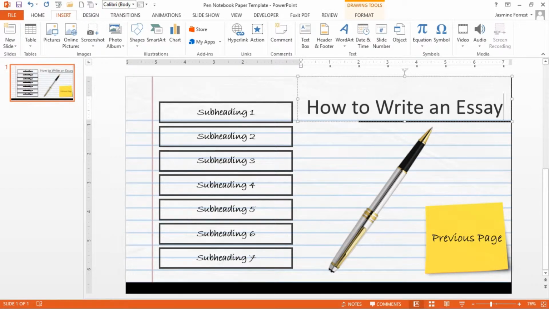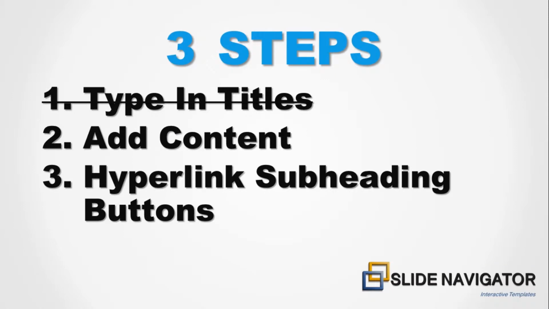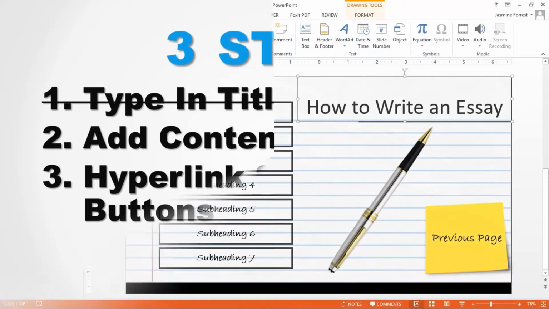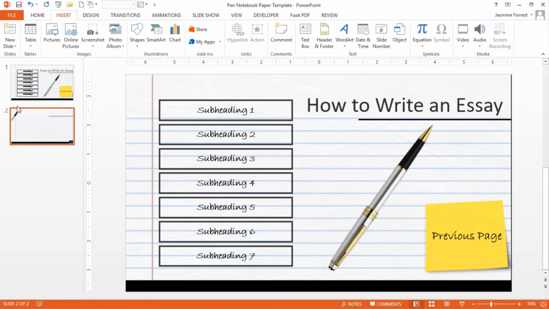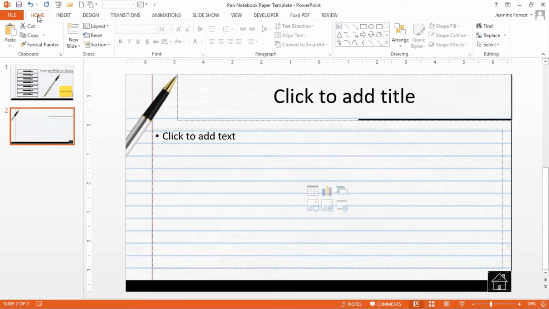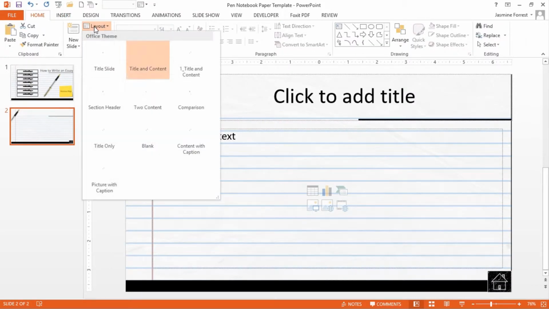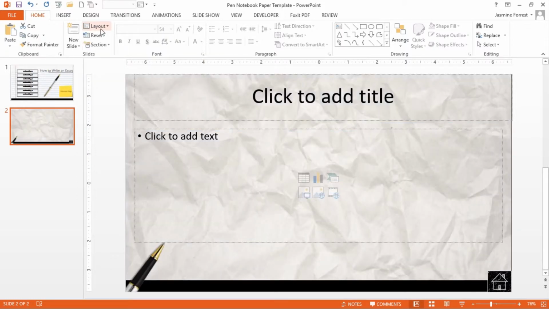We are done with our first step. Now we are ready for our second step. Our second step is to add content. You simply click under your menu slide to add a new slide, and you can change the slide layout and begin typing.